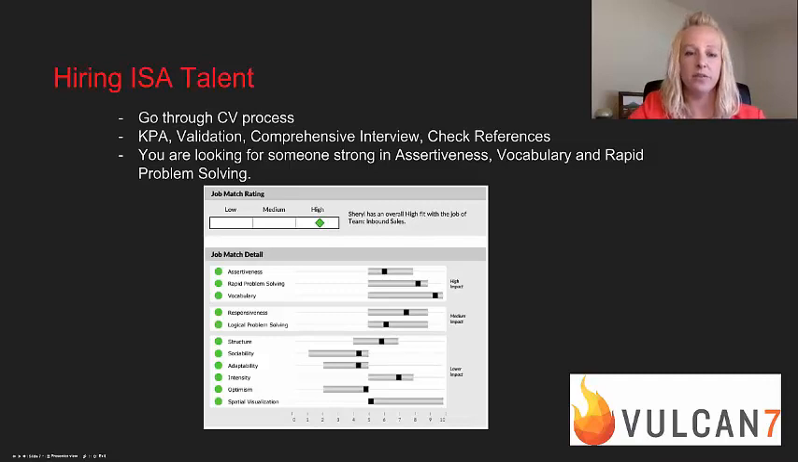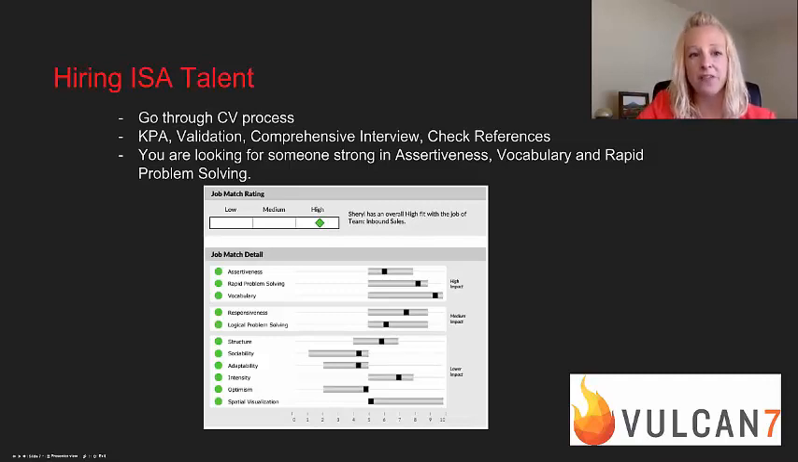So you're looking for someone who's high on assertiveness, looking for someone who's got rapid problem solving, and who is high on vocabulary. Now, you can imagine why these things are important, right? Vocabulary is going to tell you how quickly they can pick up on a script, how quickly they can learn a new idea, a new way of speaking, new words, new concepts, right? So vocabulary is really important.